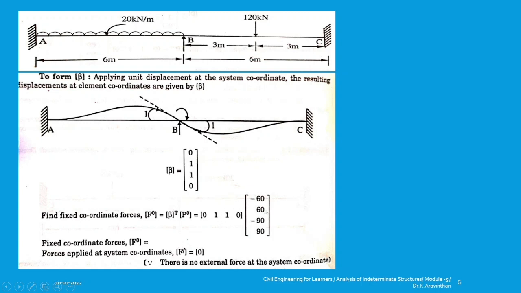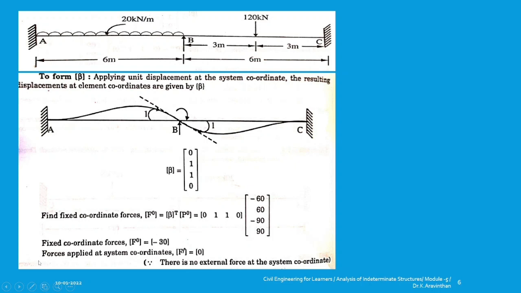1 into 60 will be 60. 1 into minus 90 will be minus 90. So if you add that, you will be getting minus 30. Plus 60 minus 90, if you add, you will be getting minus 30, and 0 into 90 will be 0. So your F naught will be minus 30 here.